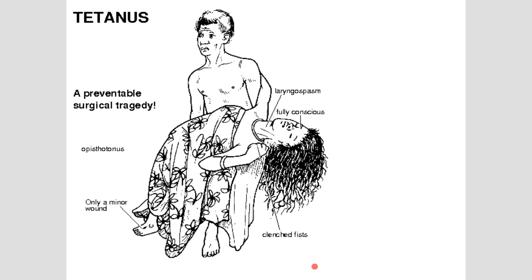That's what it was. And you can see from here, go over here, you can see her clenched fist. She was fully conscious. Laryngospasm of the larynx. Opisthotonus. Opisthotonus is a position where you kind of bend backwards instead of bending forward. It's called opisthotonus position. And then again, you can also see a very minor wound over here.